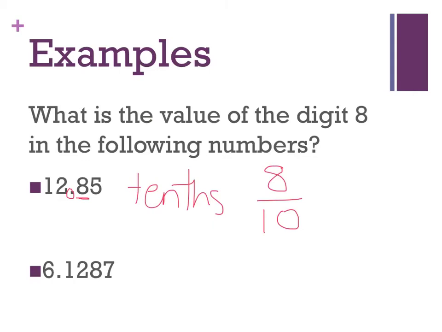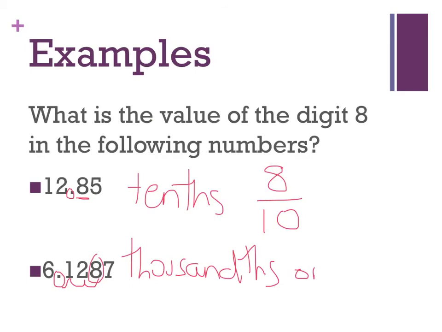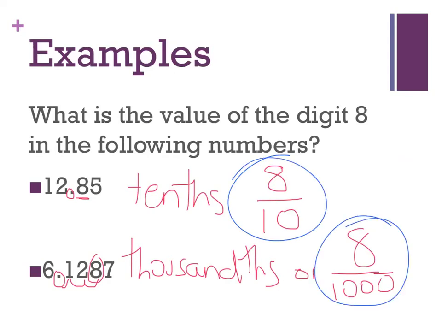Okay, 8 over 10. Let's have a look at this one. Okay, this one here is in my 6.1287. Here's my decimal spot. It's not in the tenths. It's not in the hundredths. It is in the thousandths. So the value of 8 I can either write as thousandths, or 8 over 1,000. Okay. For the time being, I would prefer you to represent them in these ways, guys. So 8 over 10 or 8 over 1,000.